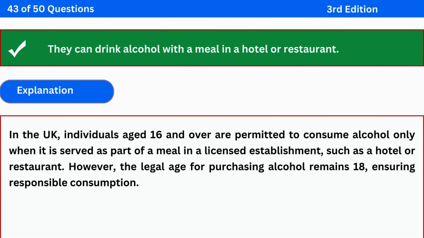The correct answer is they can drink alcohol with a meal in a hotel or restaurant. Explanation: in the UK, individuals aged 16 and over are permitted to consume alcohol only when it is served as part of a meal in a licensed establishment, such as a hotel or restaurant. However, the legal age for purchasing alcohol remains 18, ensuring responsible consumption.